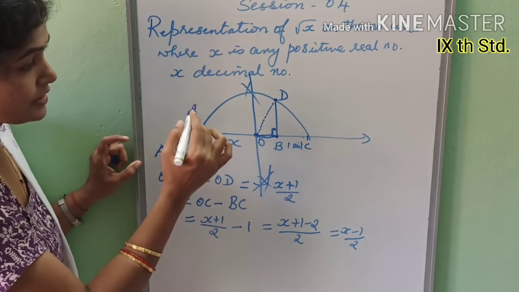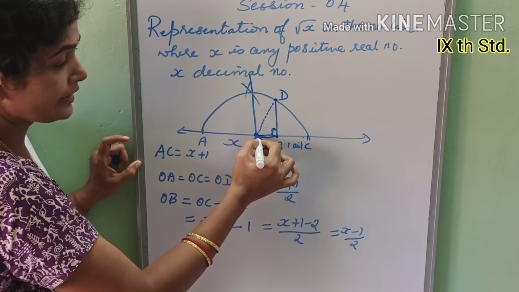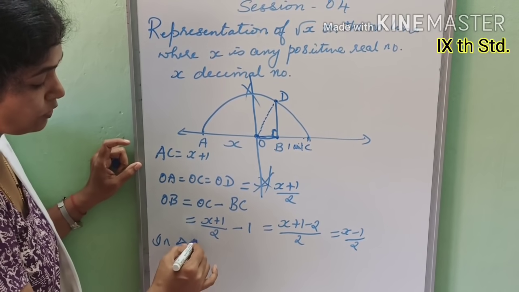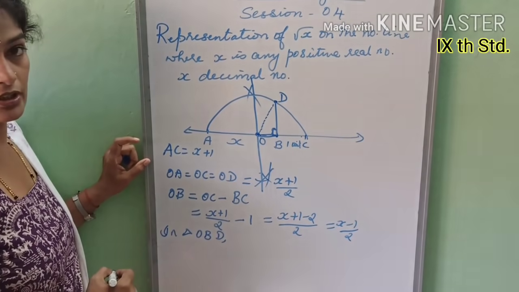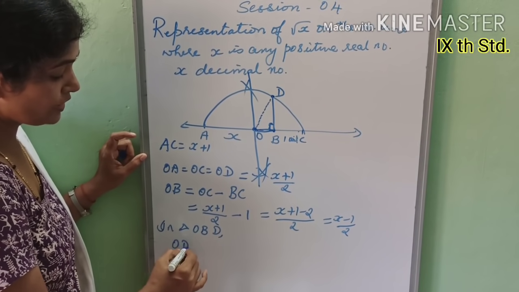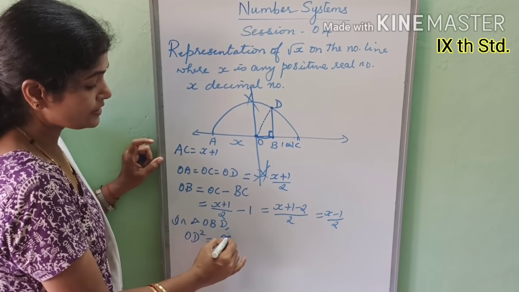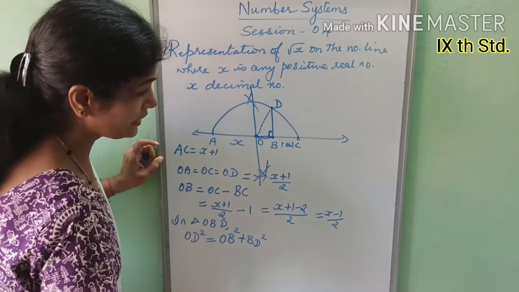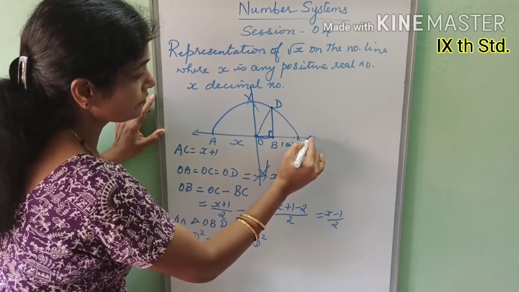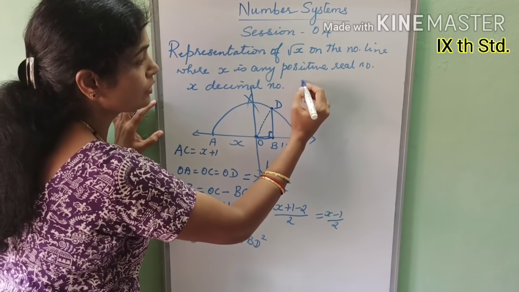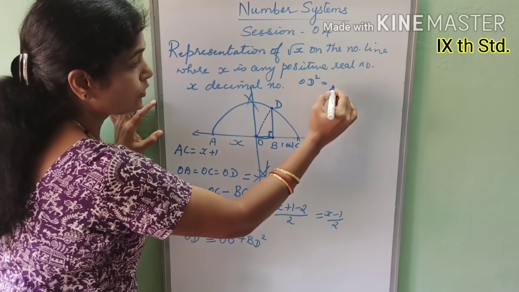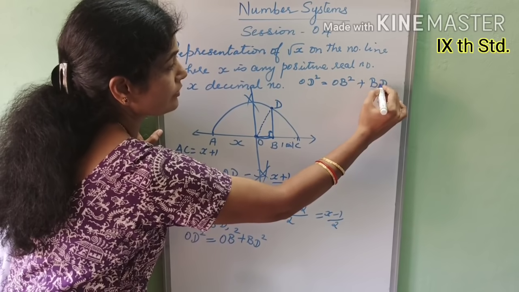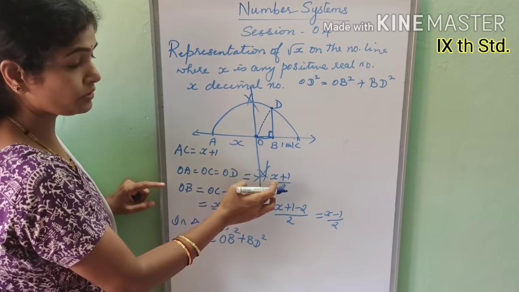Right. Now focus on this triangle, which is right triangle OBD. Okay. In triangle OBD, you can use the Pythagoras theorem. What it says? That OD square is equal to OB square plus BD square. Correct? Yes. Now I'll write this side. Let's look at here. What I have written? OD square is equal to OB square plus BD square. What is this OD? OD is equal to (x plus 1) by 2.